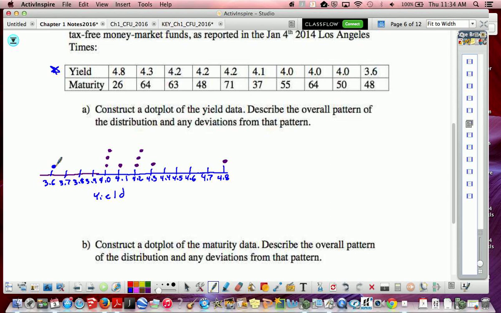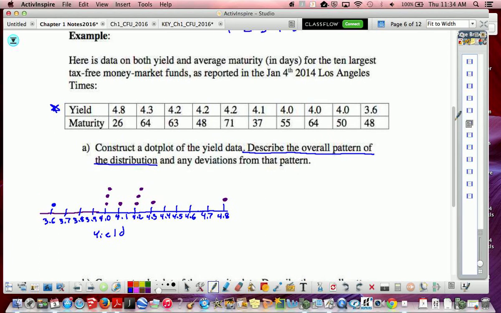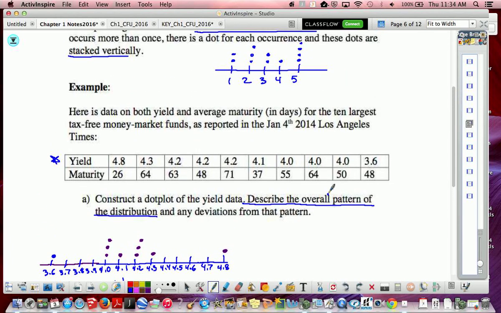Now it asks you to describe the overall pattern of the distribution. We haven't given you any guide or reference on how to go about describing the pattern. So I'm going to give you some basics right now, but tomorrow in lesson 1.5, 1.6, we'll get even more descriptive. When we talk about the overall pattern, we want to talk about these 3 things: the shape, the center, and the spread.